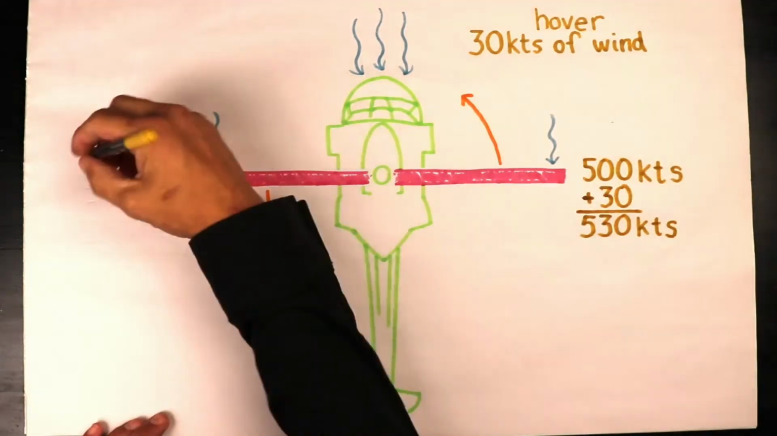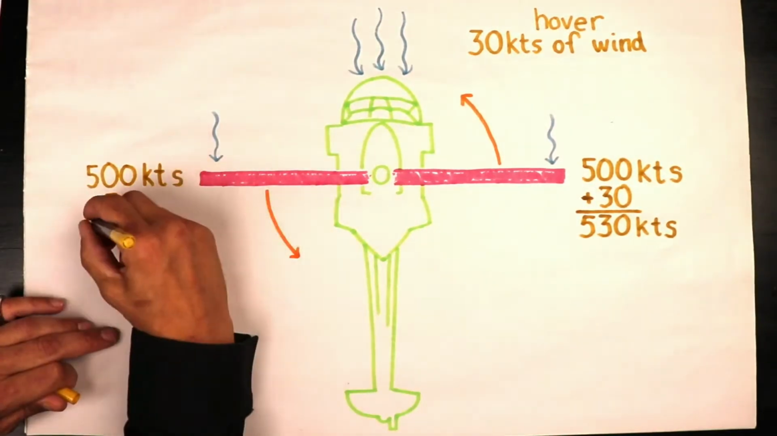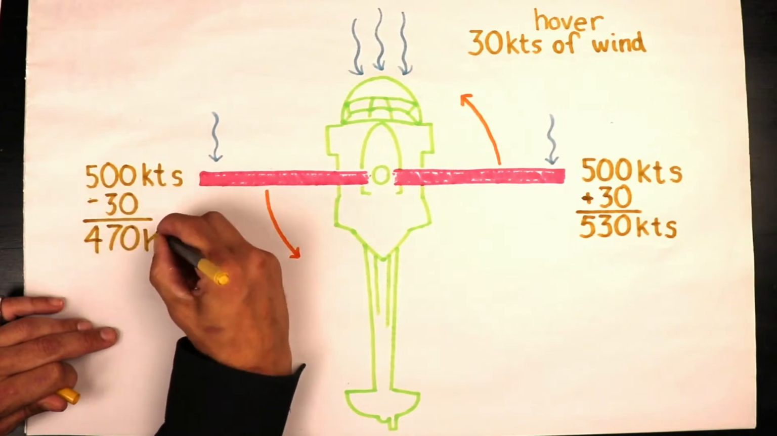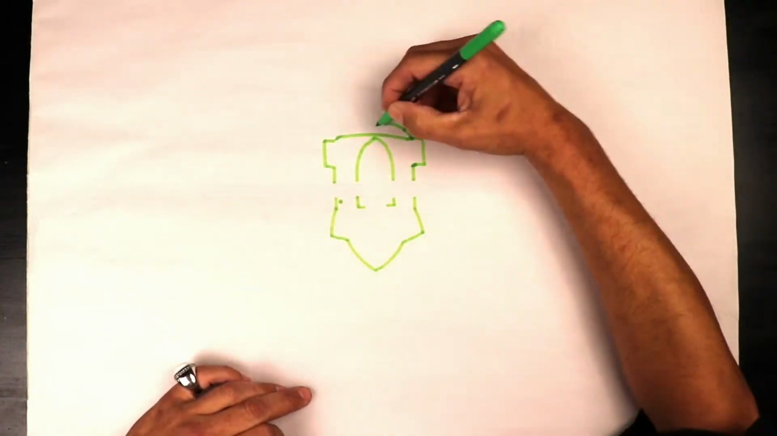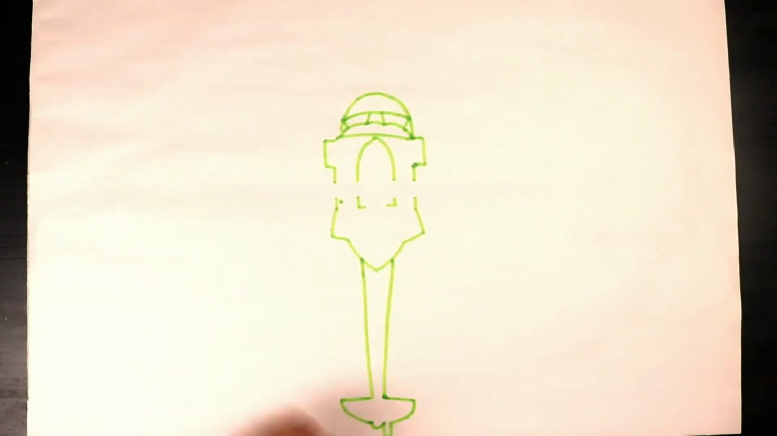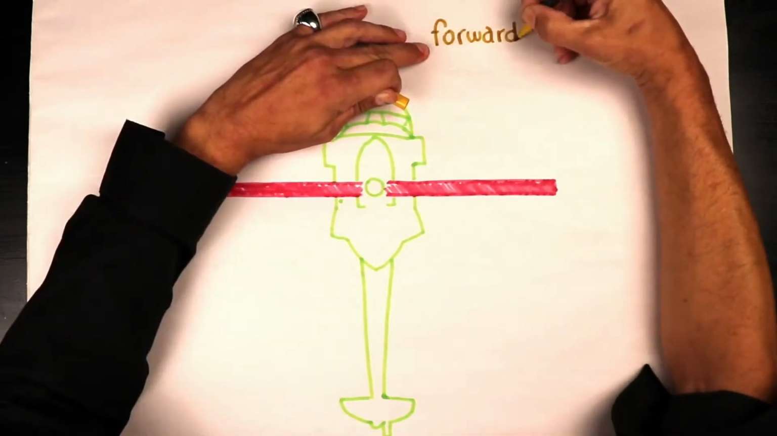Now the retreating blade is moving away from that relative airflow, so that you would subtract, and that side makes that 470. Okay, so now you see we have a difference in lift. With just that 30 knots of wind, no big deal. Now we want to change the scenario to the helicopter flying forward at 100 knots. So it's flying through the air at 100 knots.